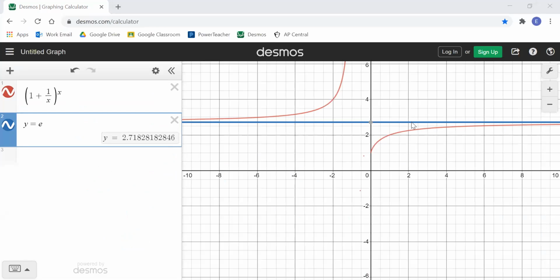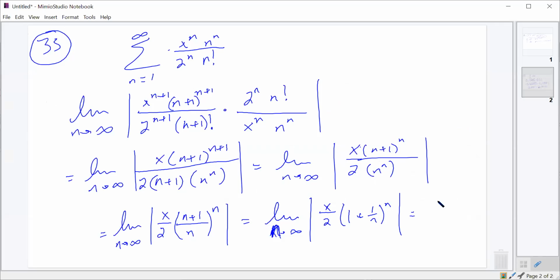So the part of that that is 1 plus 1 over x to the x, or sorry, 1 plus 1 over n to the n, is approaching e. And so this just becomes x over 2 times e. And so we want to make that less than 1. So we'll just multiply by the 2 and divide by the e, and we get absolute value of x is less than 2 over e. And so that would tell us that the radius of convergence is 2 over e.